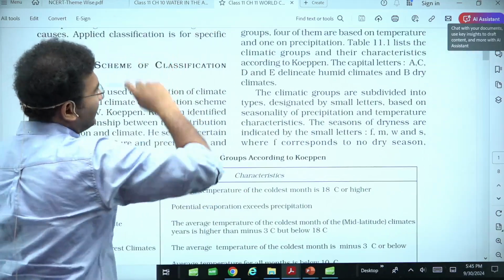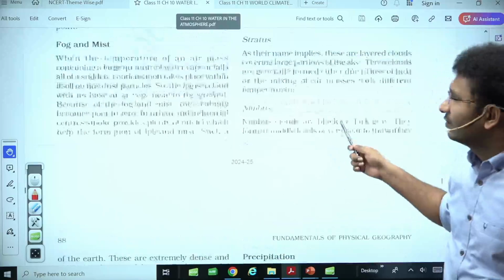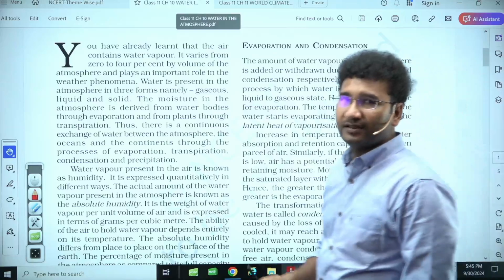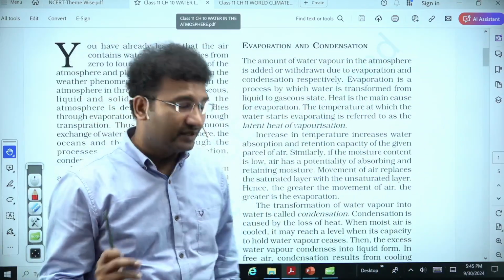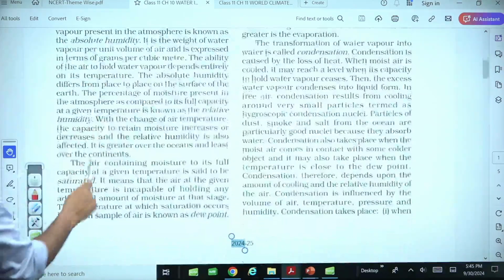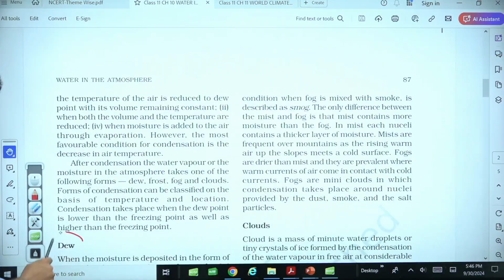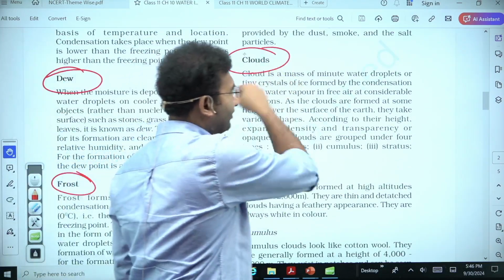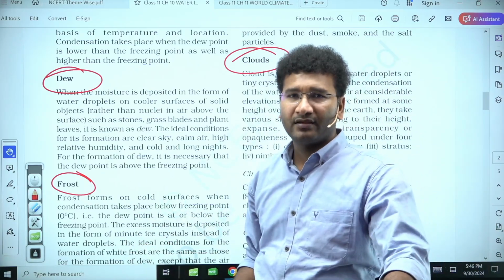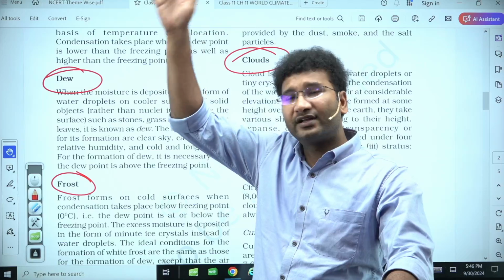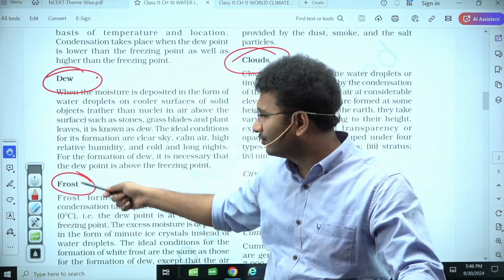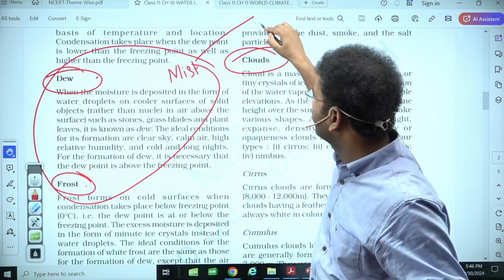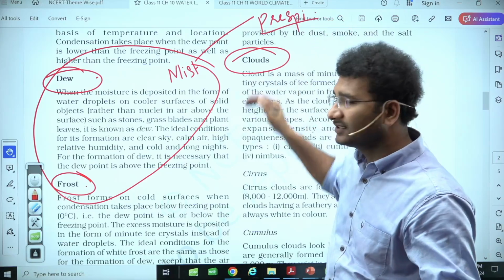Now, first let's go into this particular chapter: water in the atmosphere. See, the water in the atmosphere is present in various forms. It can be present in the form of dew, moisture, clouds. It can also be present in the form of rain. Air that is evaporating can convert itself in multiple ways, be it dew, frost, or mist. All of these are considered to be precipitation.